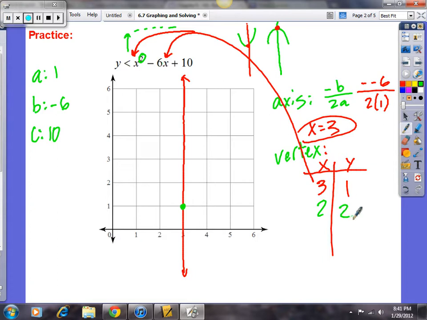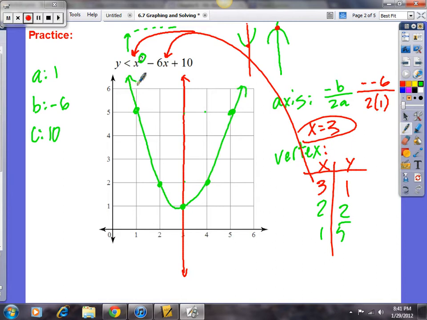So I'm going to go over 2, up 2, and then this point reflects across the axis of symmetry. So I get a point for free. And the next point, I'm going to go ahead and choose 1. So 1, plug it in here, 1 squared, that's 1, minus 6 times 1, so that's a negative 5 plus 10 is a positive 5. So if I go over 1, up 5, it reflects itself right there. So my parabola looks like this.